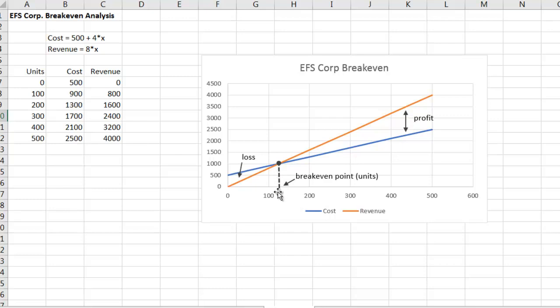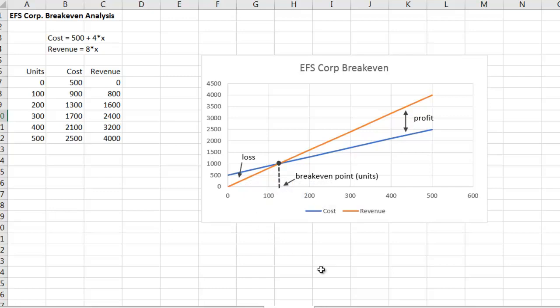From this break-even point, all of the production quantities or numbers of units greater than the break-even point will result in a profit. You can see that the revenue line is higher than the cost line, so we have a profit. All of the points to the left of the break-even point will generate a negative profit or a loss. Here the cost is higher than the revenue.